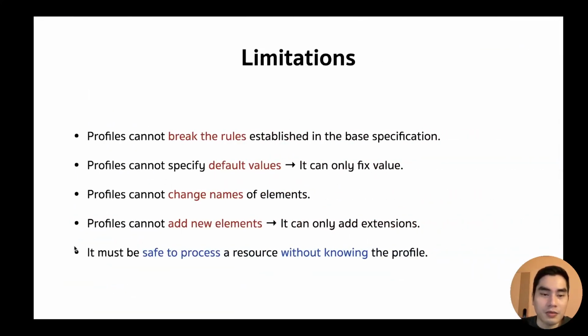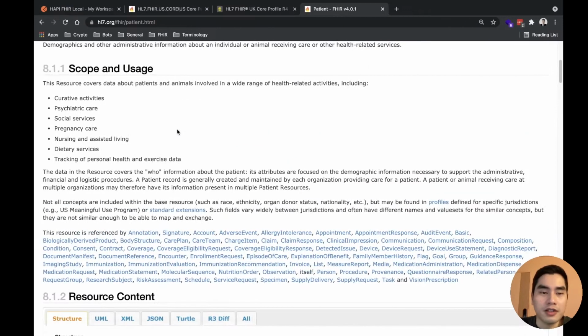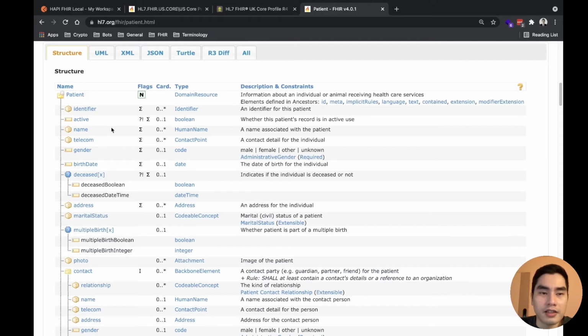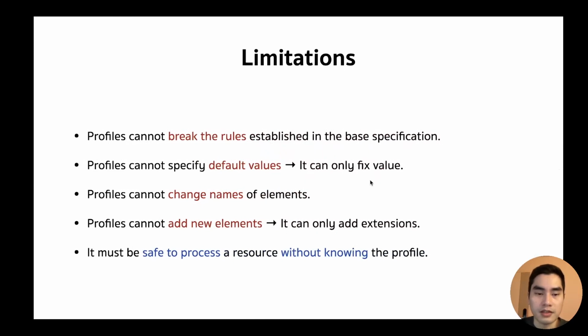And the last one is that it must be safe to process a resource without knowing the profile. So let's say there is a resource instance that claims it conforms to a particular profile and it was sent to me. I am a file server. If I don't know the definition of its profile at all, it still should be safe to process this resource. So yes, it should be safe to process without knowing the profile.